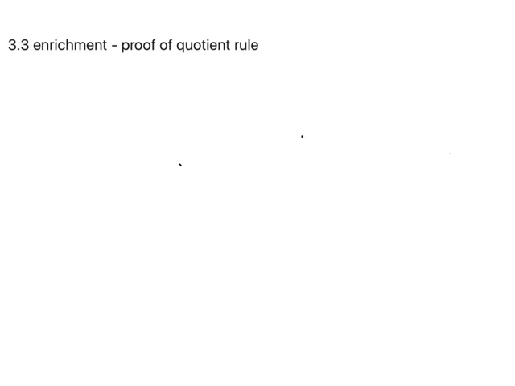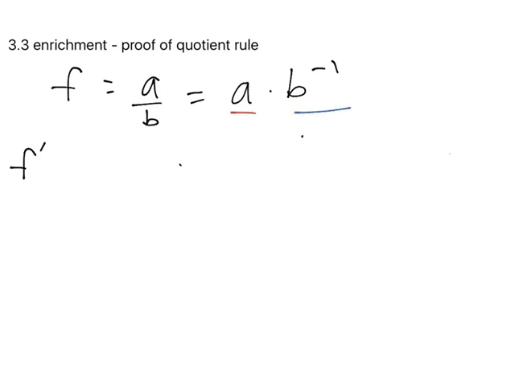Okay, so here's the proof. Let's say that f is a divided by b. So in other words, f of x is a of x divided by b of x. To simplify it, I'm just going to write f is a over b. That's equal to a times b to the negative 1 power. Now, when we find the derivative, we can apply the product rule, where we have a for one term and b to the negative 1 on the second term. So f is really just a times b to the negative 1 power.